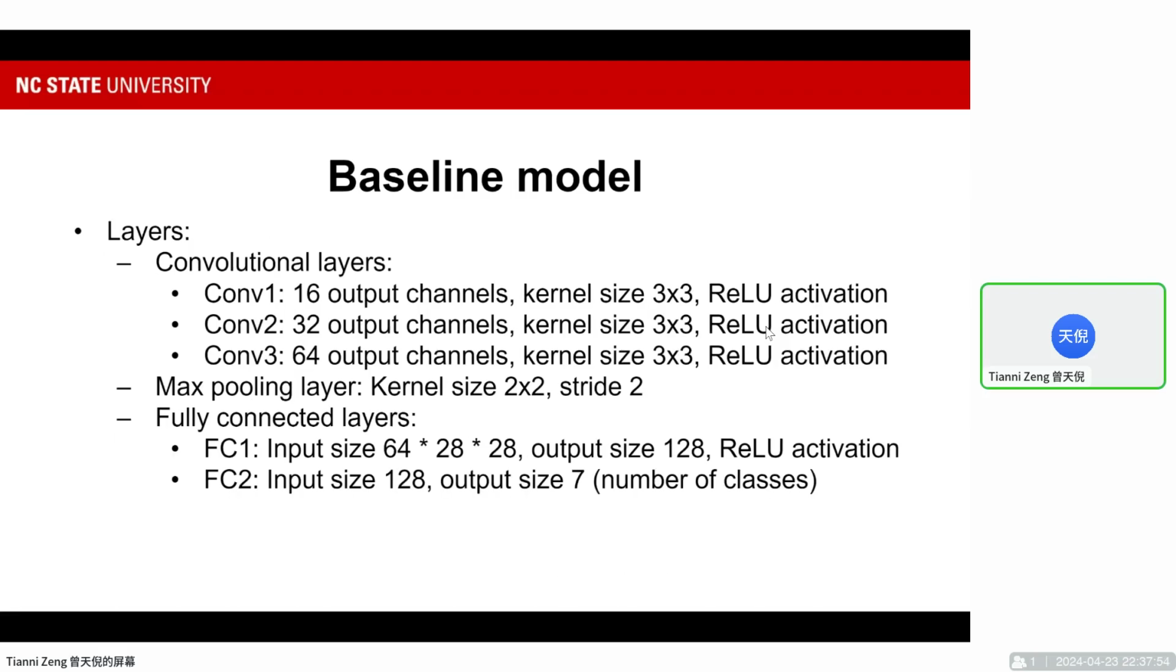Here is some information about the layers. There are 3 convolutional layers, and after that, the data are sent to a max pooling layer with kernel size 2 by 2. And then there are 2 fully connected layers.